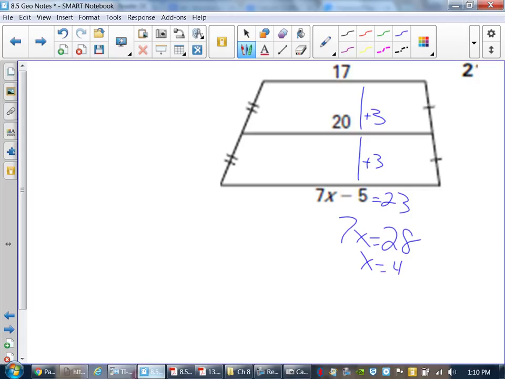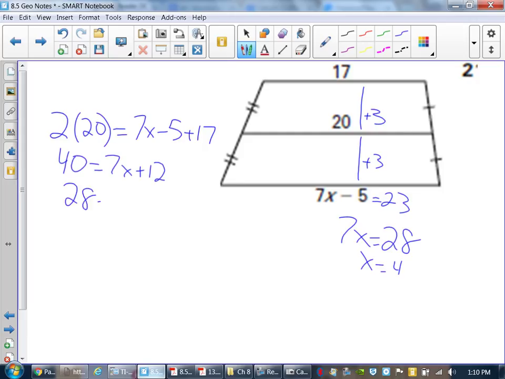If you did not want to do that, double your mid-segment equals the sum of your bases. 40 equals 7x plus 12. Subtract, and lo and behold, you get the same thing. Okay? It'll work either way. All I'm getting at is, if we think about it in terms of not using a formula if you can, it's just less math. Okay? Does that make sense?